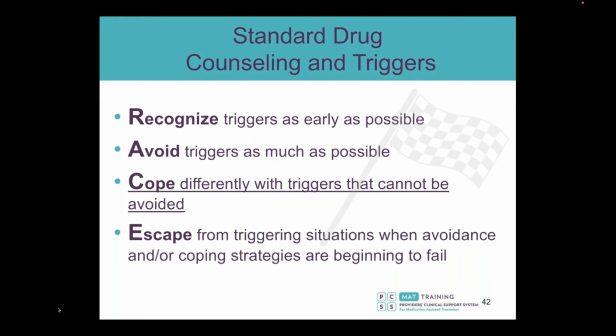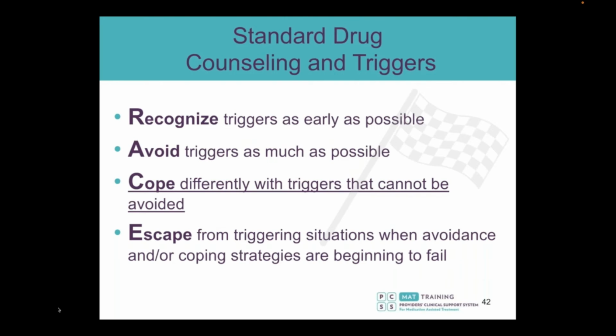So the best way to summarize and for you to remember what your standard drug counseling advice is around these triggers is to use the acronym RACE, R-A-C-E. So the R stands for recognize. You want to help patients recognize triggers as early as possible. So at first, what usually precipitates your use? In what contexts or situations do you generally use? And maybe advise the patient to make a list of them.